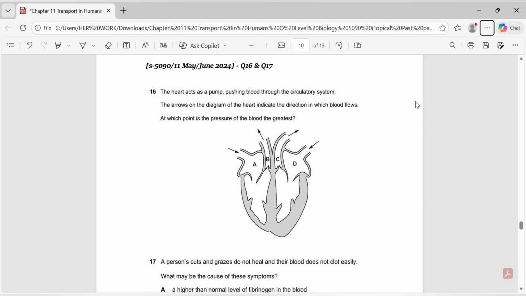Continuing with the next MCQ, the question states that the heart acts as a pump, pushing blood through the circulatory system, and a diagram is provided showing the direction of blood flow. We are asked to identify the point where blood pressure is the greatest. To answer this, we first identify the labeled parts of the heart on the diagram.